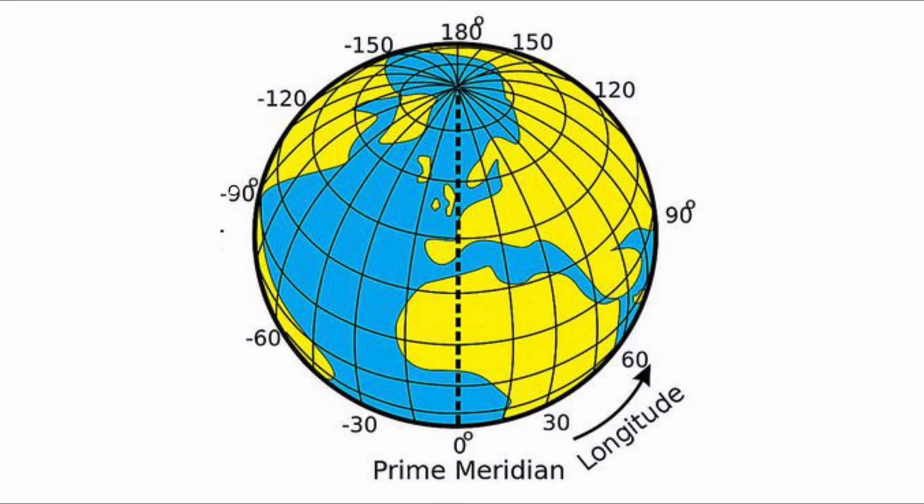The prime meridian is our 0 mark, that's where we start counting, and every 15 degrees east or west of the prime meridian is a new line of longitude. You keep counting from 0 all the way till you get to 180. 180 would be on the opposite side of the prime meridian. When you get to 180, you start counting back down.